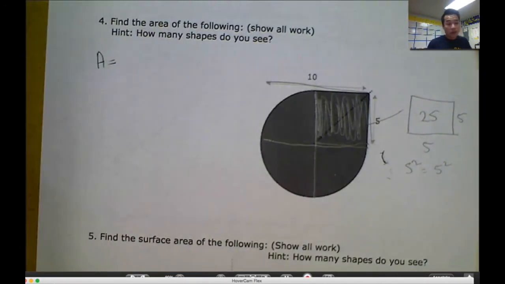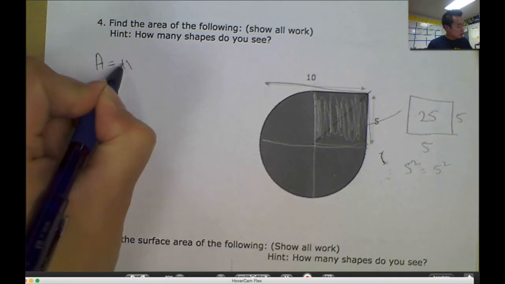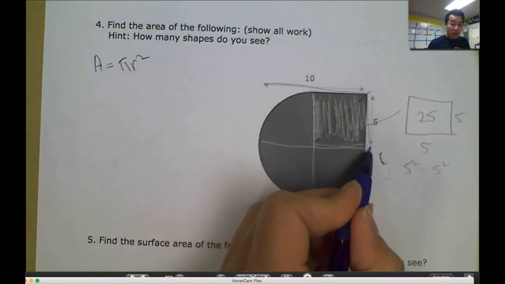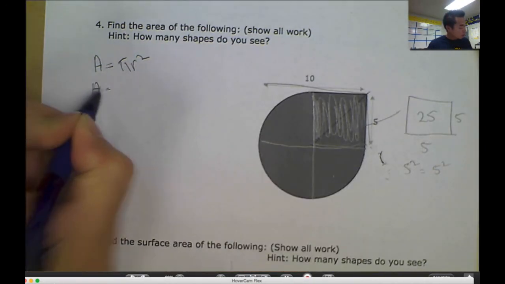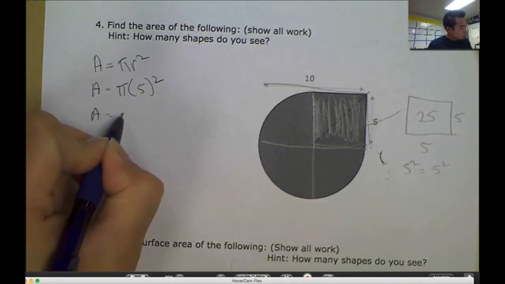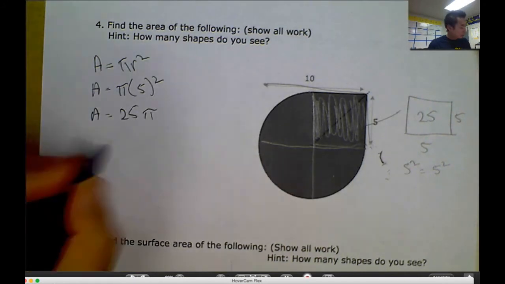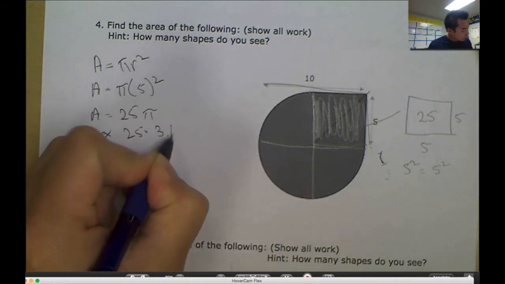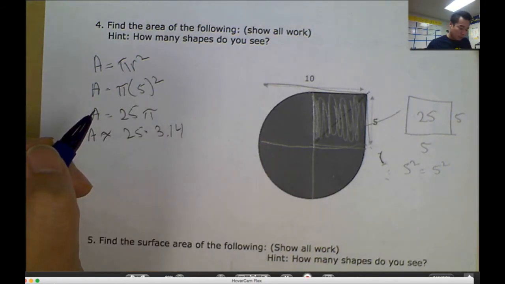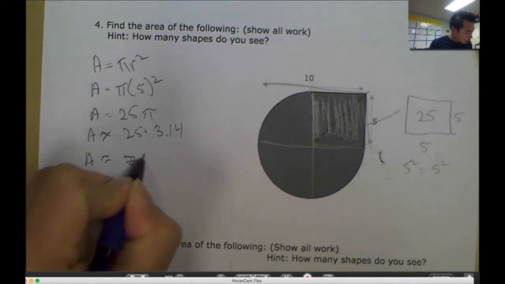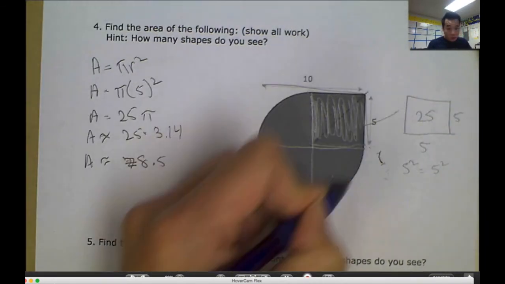So in order to find 3/4 of a circle, I need to find the area of just a circle first. Area is equal to, fuzzy wuzzy as a bear, area equals pi r squared. I already determined that the radius is 5. So area is equal to pi times 5 to the 2nd power. Area is equal to 25 pi. I'm going to go ahead and change that into an approximation. 25 times 3.14, and that's going to be area is approximately 78.5. So this entire circle is 78.5.